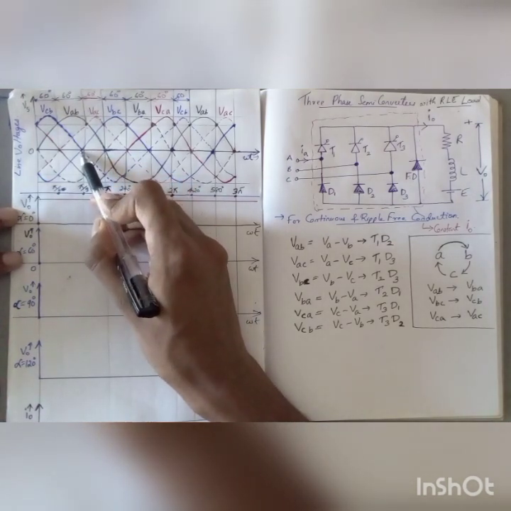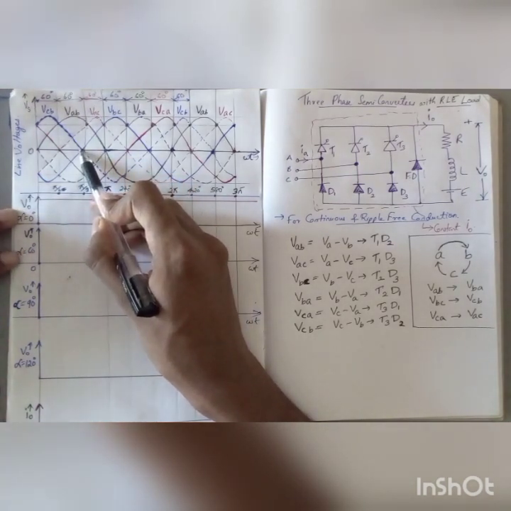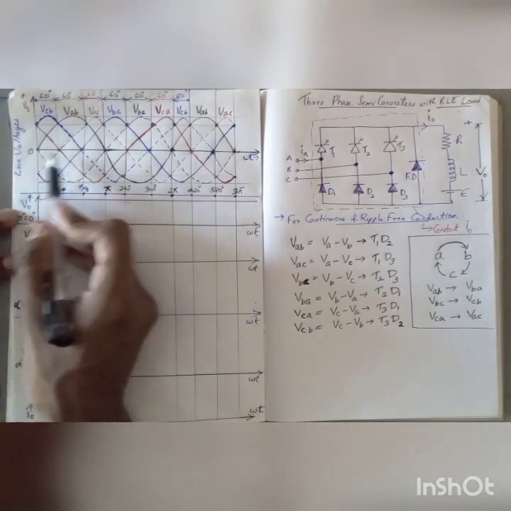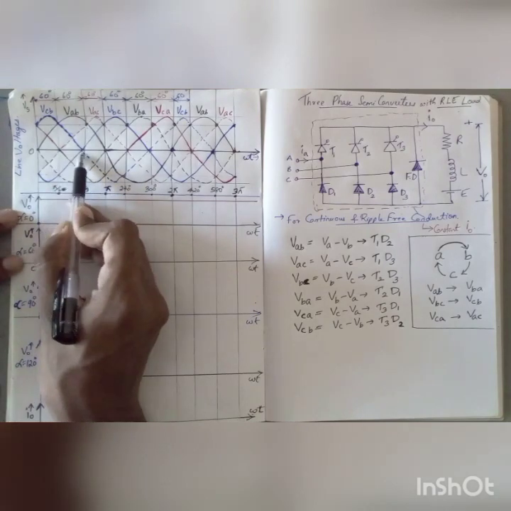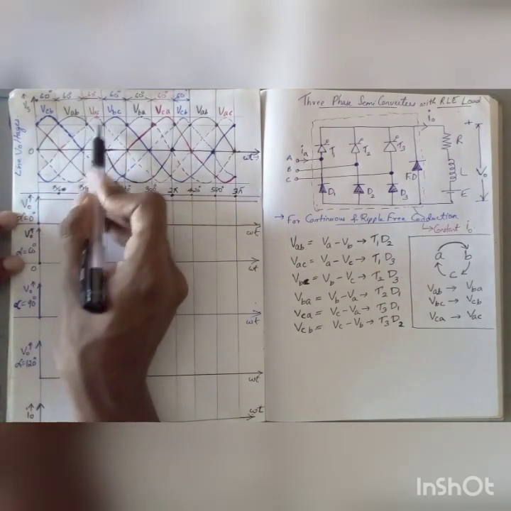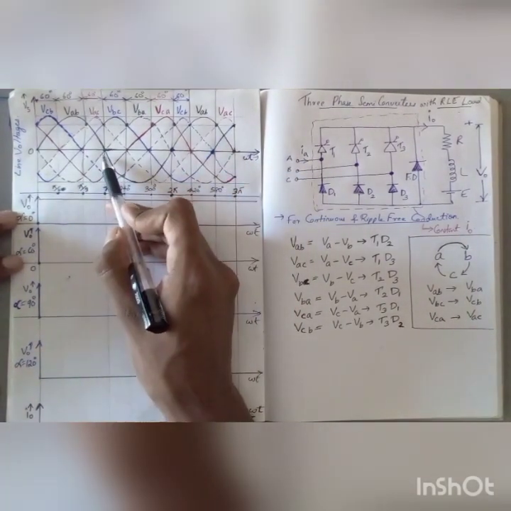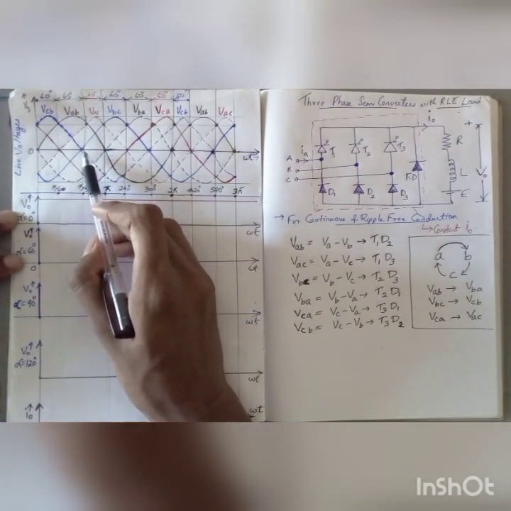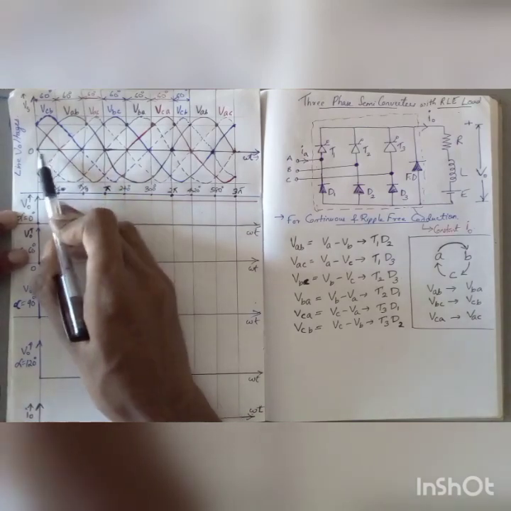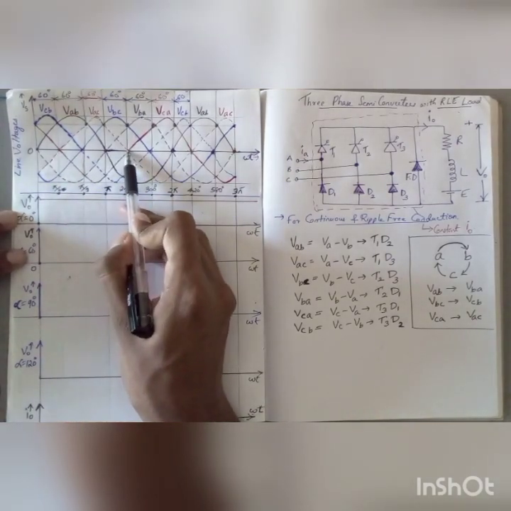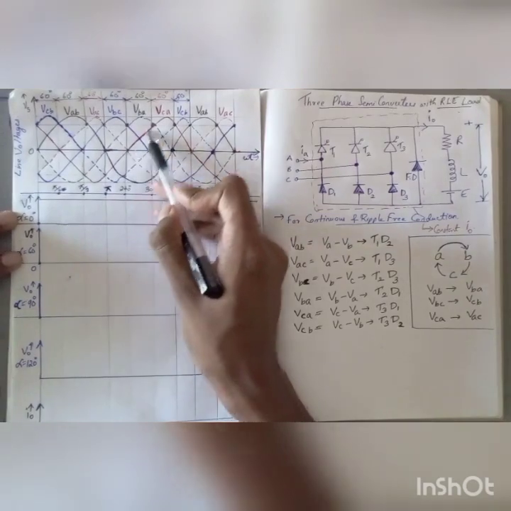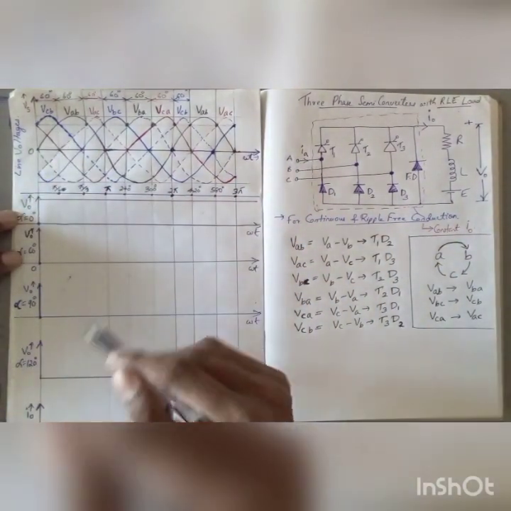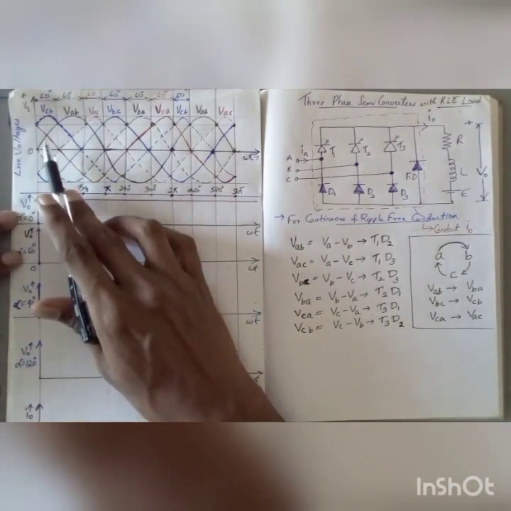VBC is 120 degrees lagging when compared to VAB, so VBC is drawn after 120 degrees. This is 180, 60, 60, 60. Similarly, VCA is the third line voltage that is drawn after 240 degrees from VAB. So this is 180 plus 60, 240. From 240 degrees, VCA is drawn.